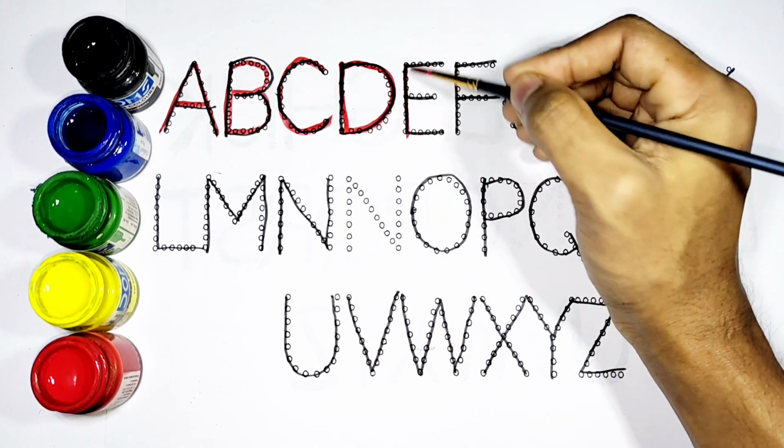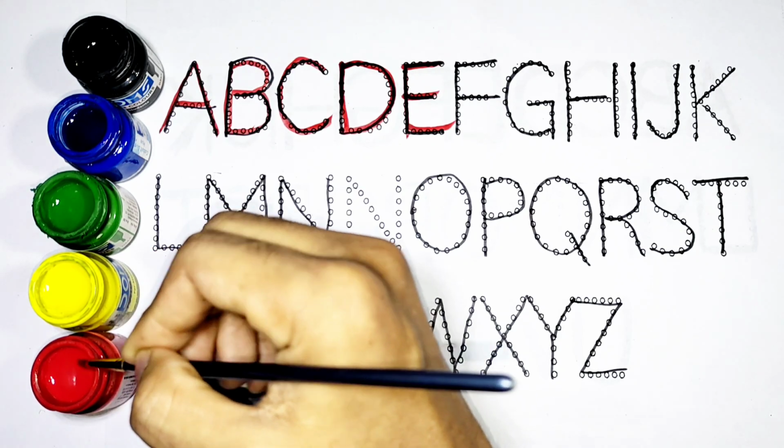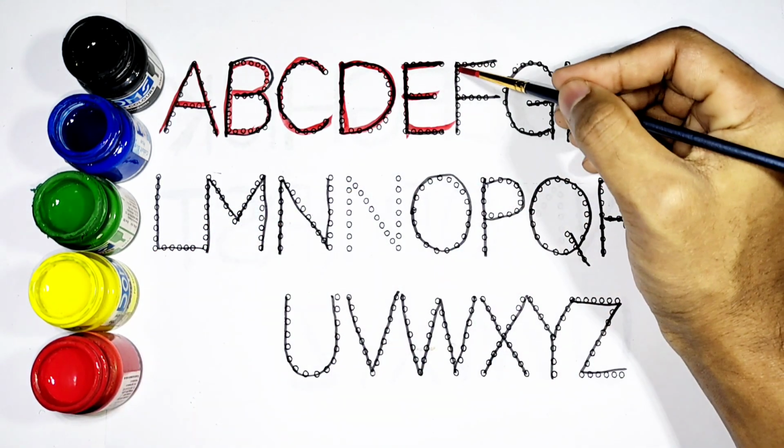And the next one is E. E for egg, E for elephant. The next one is F. F for fish, F for fan.